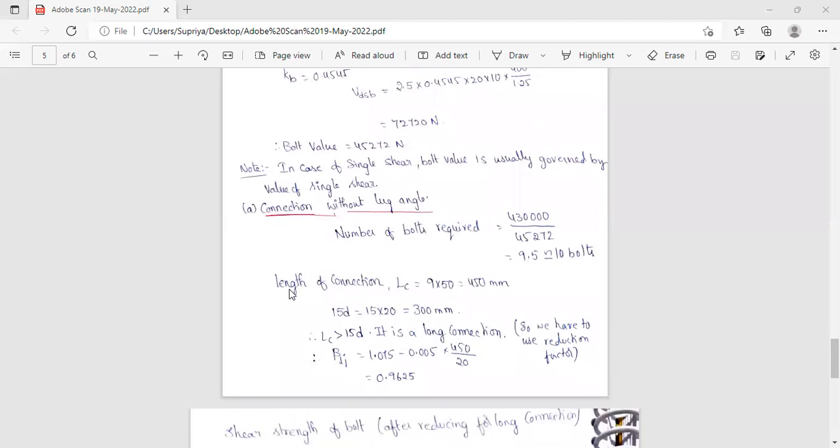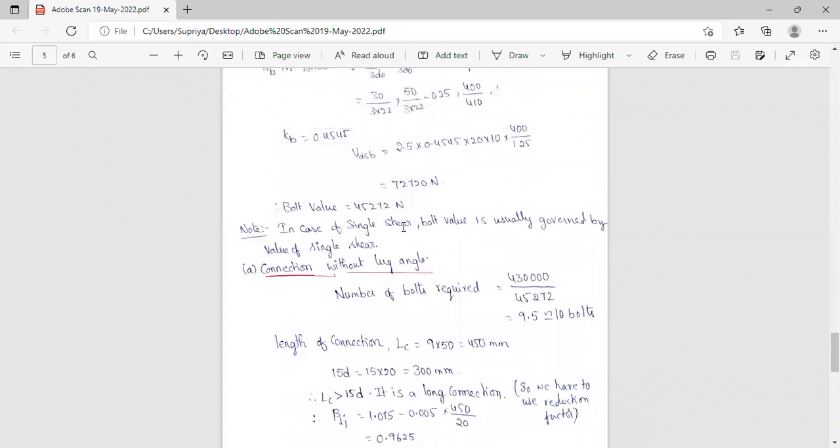Now, length of connection required. Here we are calculating for case A. What is case A? Connection without lug angle. First we have to calculate the connection without lug angle. For that, we have to provide 10 bolts. Ten bolts is common whether it is a connection without lug angle or with lug angle. The number of bolts is the same, but the length of connection changes between with lug angle and without lug angle.